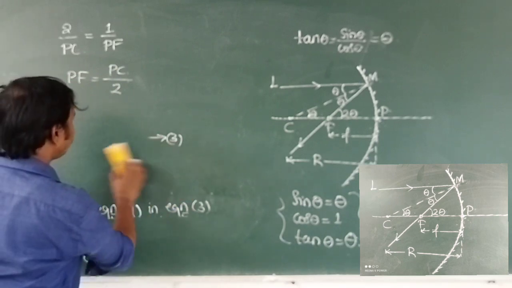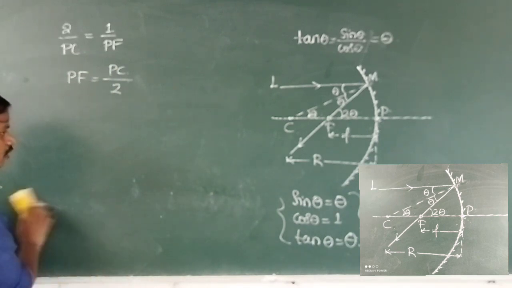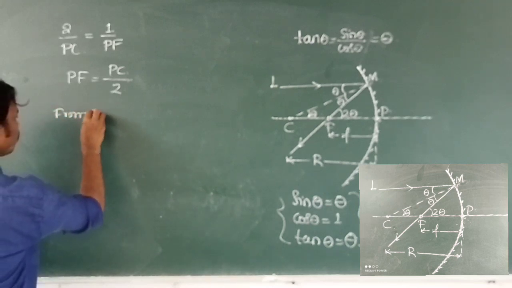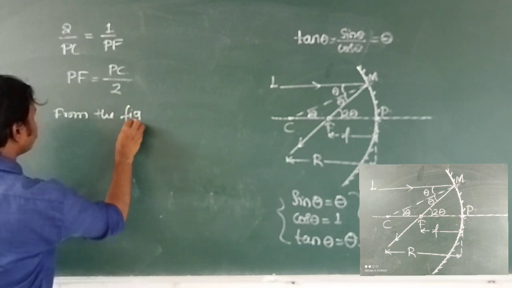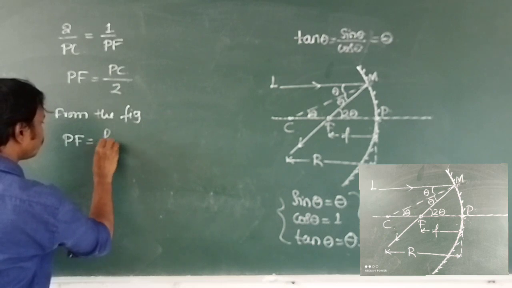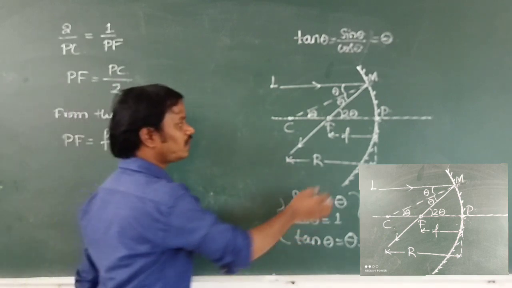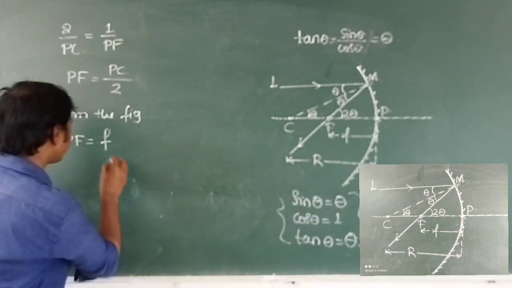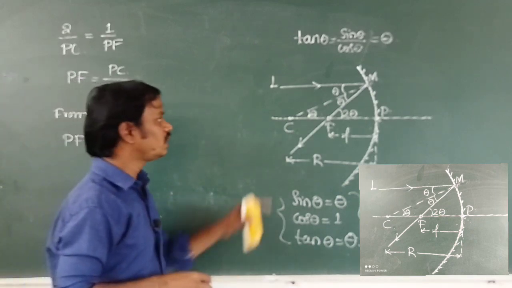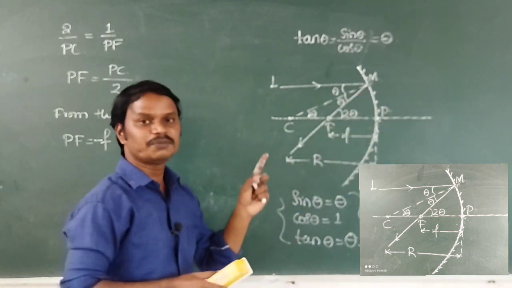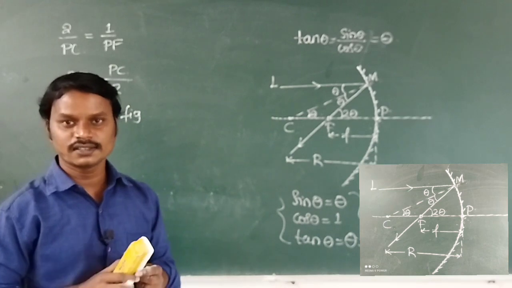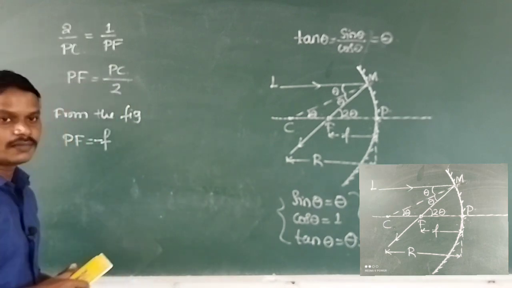Then what is PF and what is PC? From the figure, PF is the focal length, and this focal length can be taken as minus f. Why is it minus f? Because the distance is measured from the pole in the opposite direction of the incident light. If distances are measured in the opposite direction of incident light, those distances can be taken as negative. That is why PF is minus f.